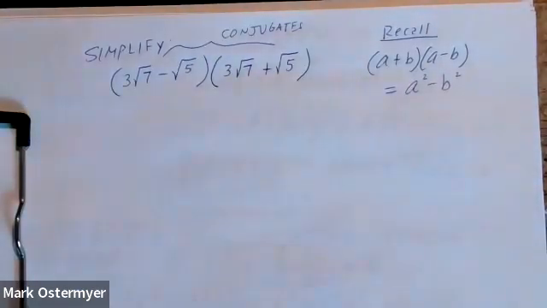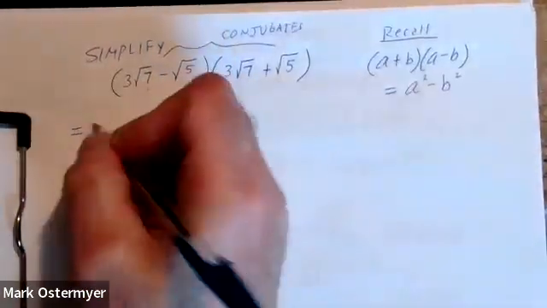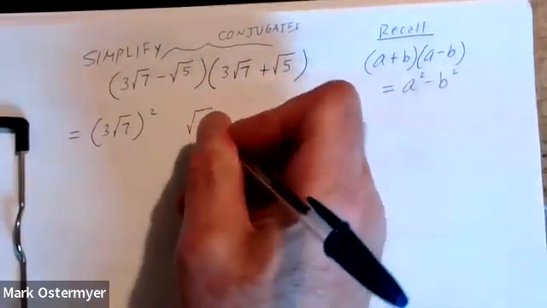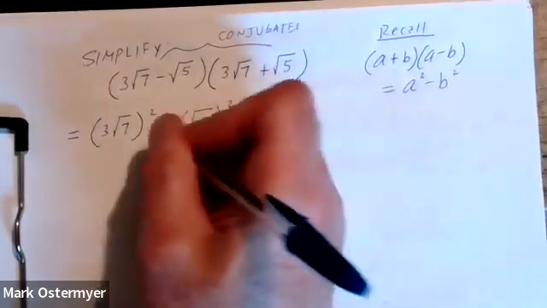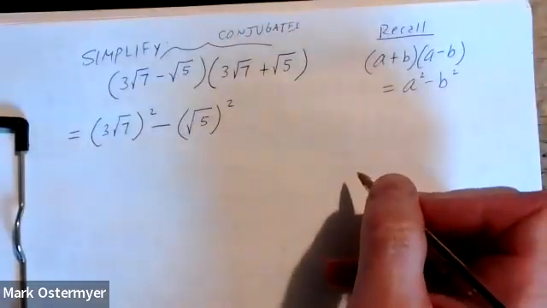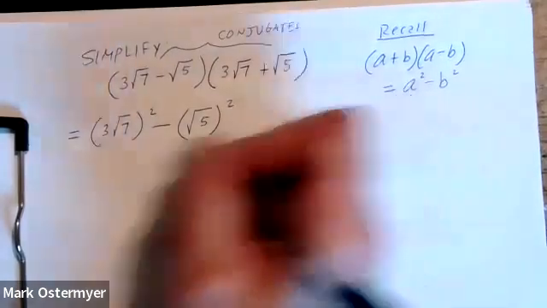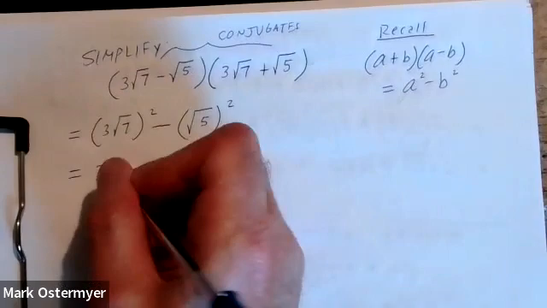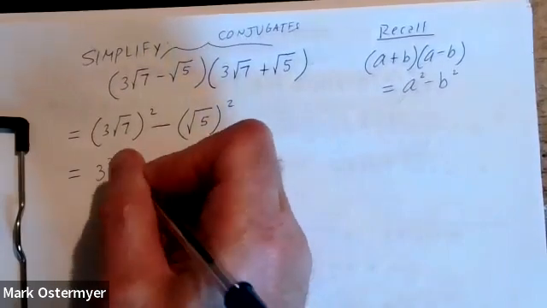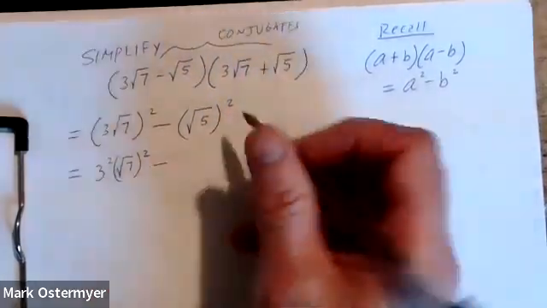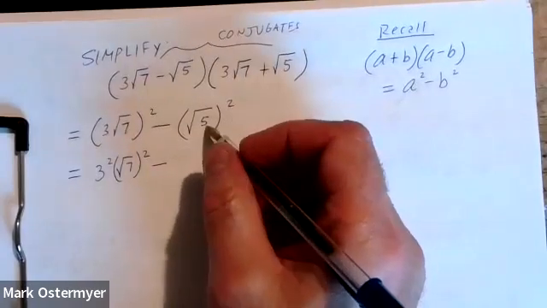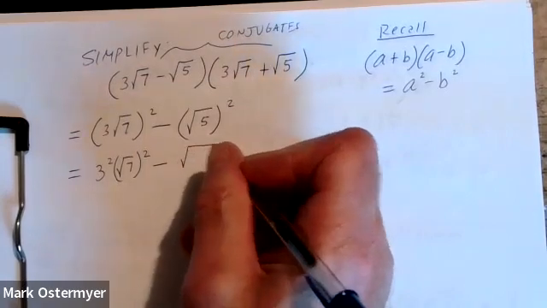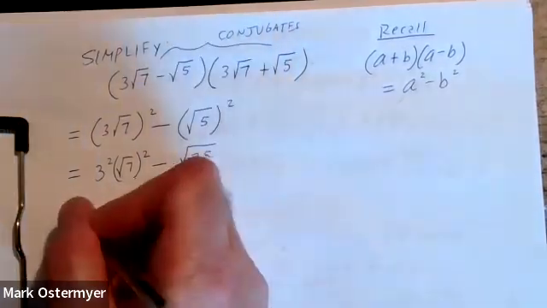Since these are conjugates of each other, we don't have to do that. All we have to do is just square our first term, square our last term, and place a minus sign in between them. Now, 3 square root of 7 squared is going to be 3 squared times the square root of 7 squared. The square of the square root of 5 is going to be the square root of 5 times the square root of 5, which is the square root of 25.